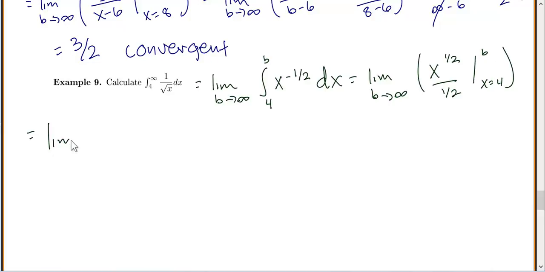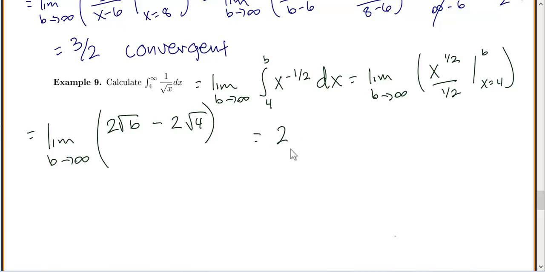So we still have the limit. I haven't plugged it in yet, so I have to keep writing it. Okay, now plug in your b, so we'll have the square root of b, and instead of dividing by 1/2, let's just write that as a 2. So 2 times the square root of b minus 2 times the square root of 4. So in this case, if we plug in the infinity, we have 2 times infinity, minus 2 times the square root of 4, which is just going to be 4.